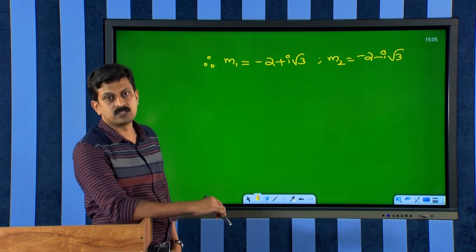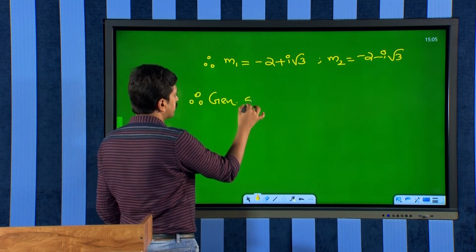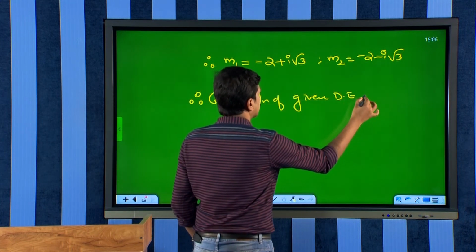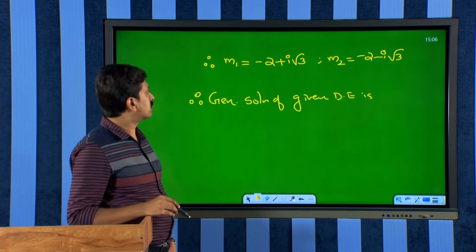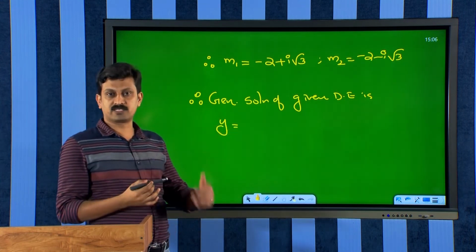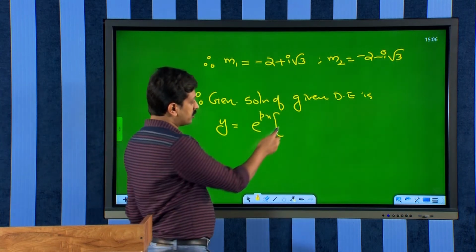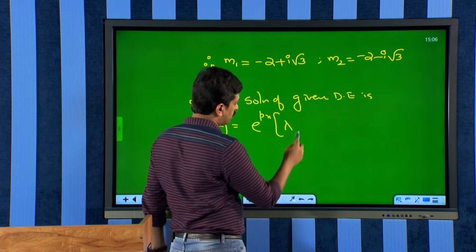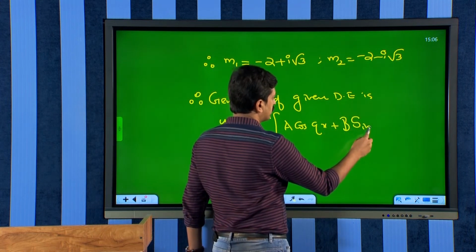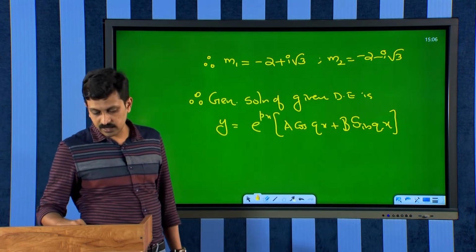Okay, fine. Therefore, the general solution of the given differential equation is y is equal to e raised to px, where p is the real part of this complex root, times a cos qx plus b sin qx. Okay, a cos qx plus b sin qx is there.